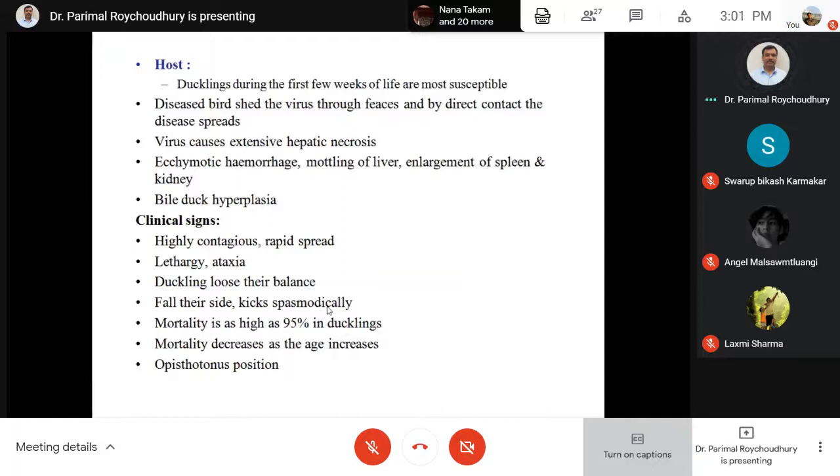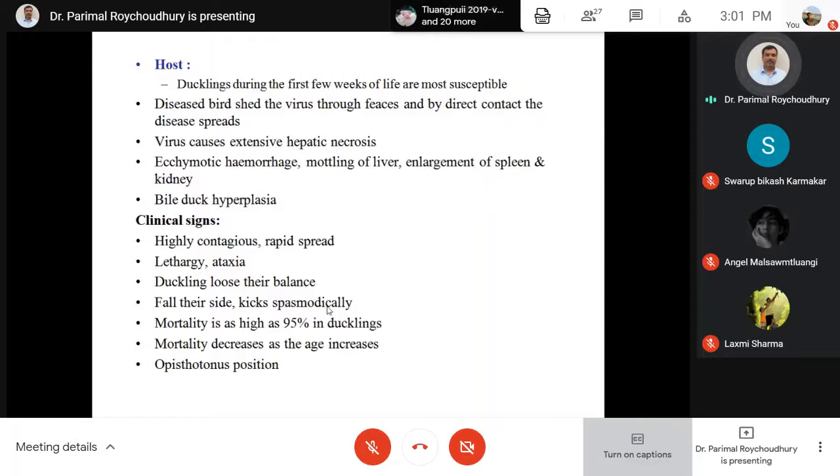But besides the hepatic necrosis, the virus also infects the spleen and kidneys, and kidney damage could be observed, as well as mottling of the spleen. These are some of the observations. And bile duct hyperplasia is another recorded finding in duck hepatitis virus infection. If you observe the clinical signs and symptoms, of course, this is confused with duck plague infection. However, duck plague can occur in all age groups, but this one we see basically in the ducklings. But other symptoms are almost similar to those of duck plague.